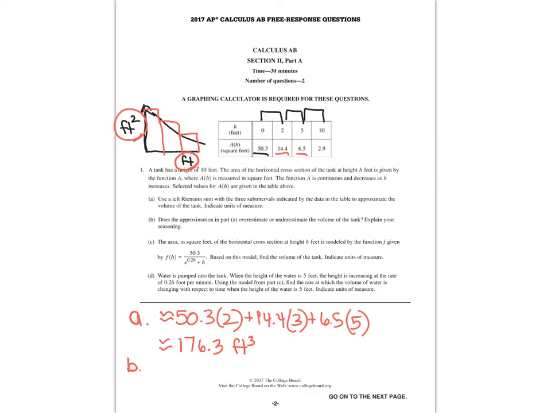Then in part B, it asks, does this approximation in part A overestimate or underestimate the volume of the tank? Explain your reasoning. Because it's left bound and the function is decreasing, you can see all that extra space out there, right? That we're going to be counting in our answer. That is not under the curve, so therefore it's an overestimate.